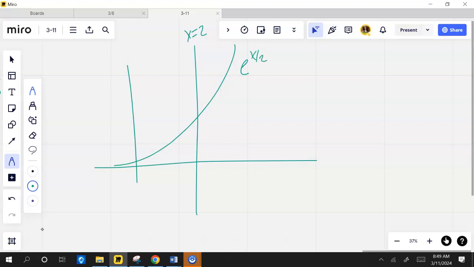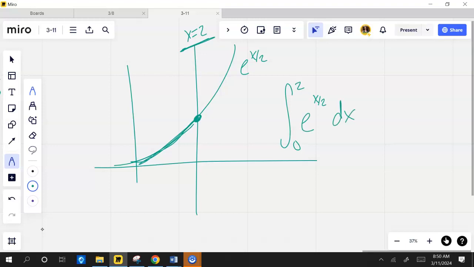because really, if it's the area of the region, area under the curve is the integral. We all agree? Top curve minus bottom curve, but there is no bottom curve. It's just the area under this curve. So all you do is go from 0 to 2 of e to the x over 2 dx.